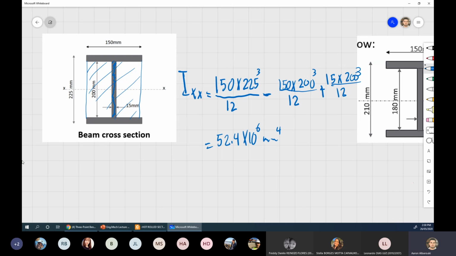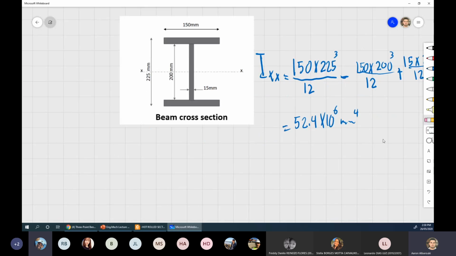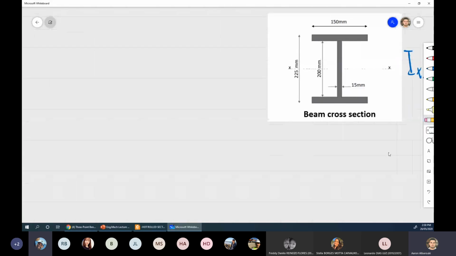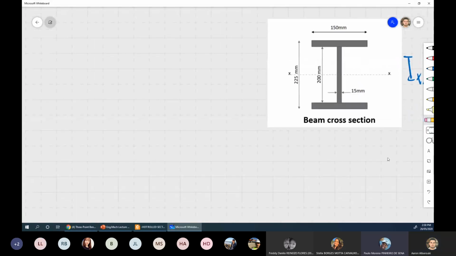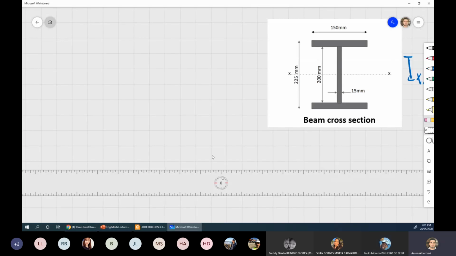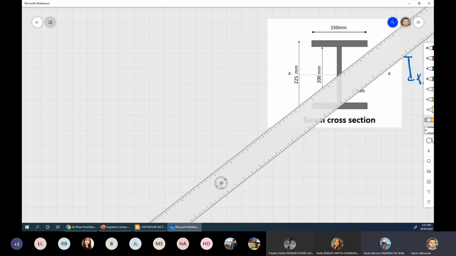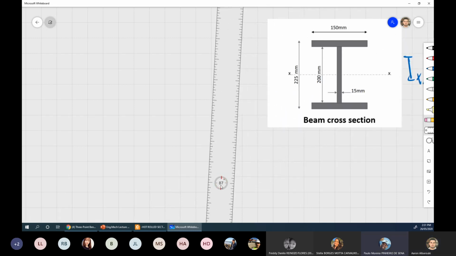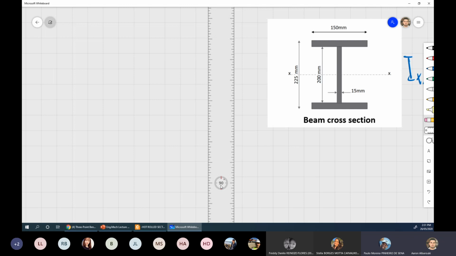What about if I ask you to calculate for this section here? Aaron, can you show how to calculate PFC, please? PFC is a parallel axis theorem. Oh, sorry, equal angles. The same thing, parallel axis theorem. Okay, so you have to use parallel axis theorem. Okay, that's it. All good.